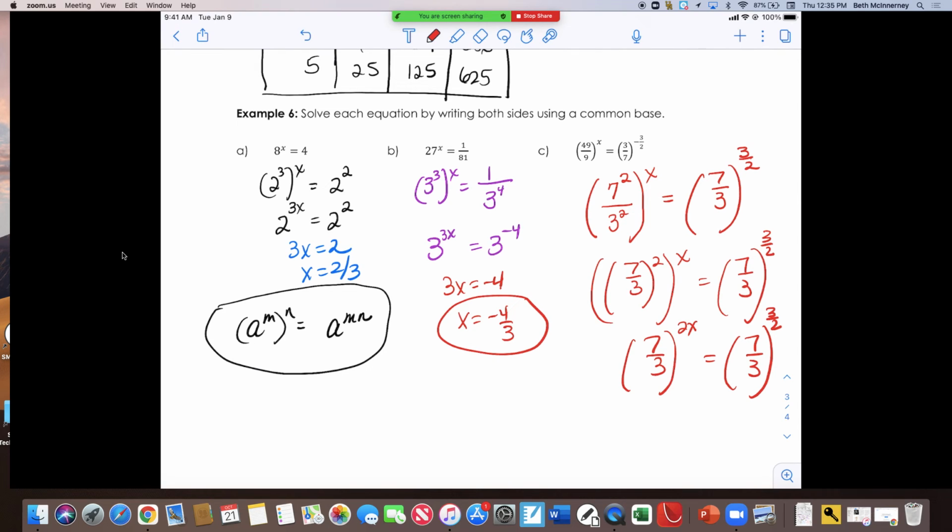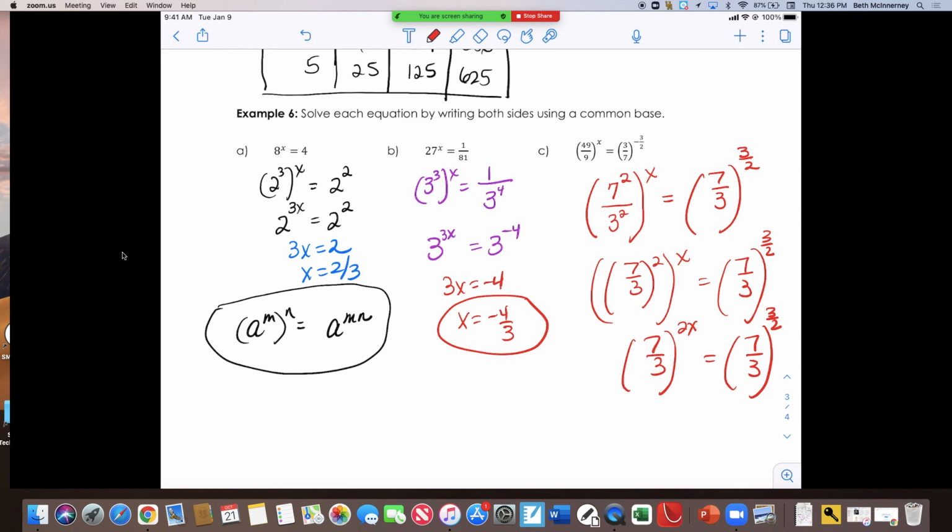All right, let me talk you through that again. That's a little tricky. So do you see 7 squared and 3 squared? They're both, 7 and 3 are both squared. So I can take 7/3 and take it to the second power. Because that's true, right? That's one of those exponent properties. Then I have a power to a power, so I multiply. Now I got the bases the same.